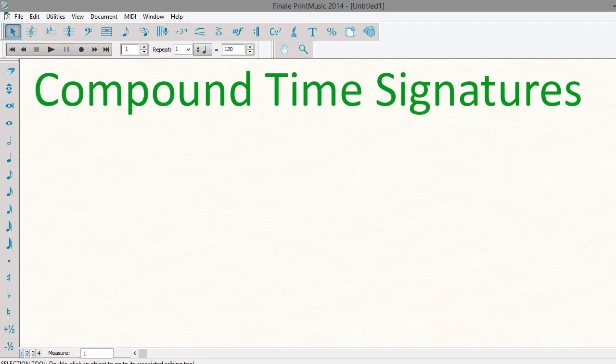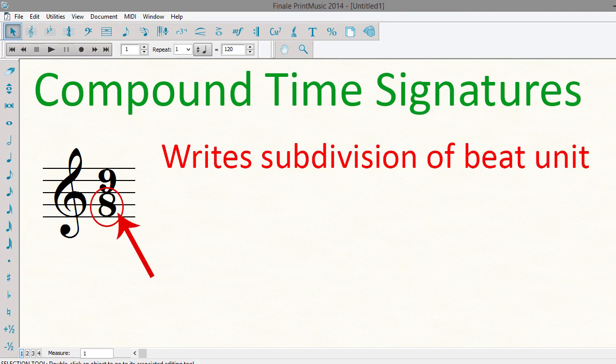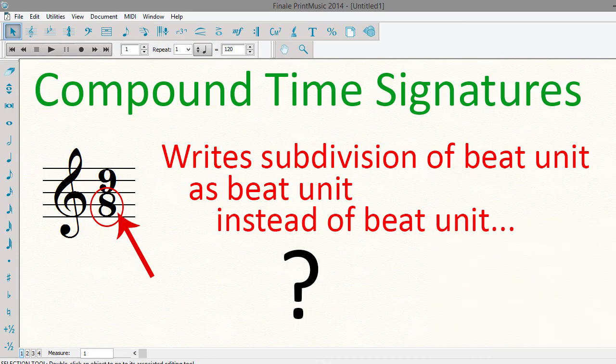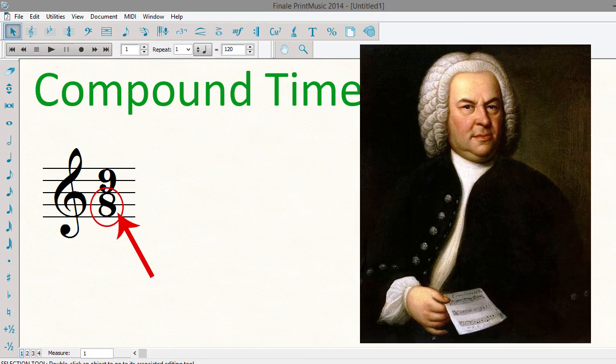However, because it evidently would be too difficult to just figure out a simple way to write it, complex time signatures write the subdivisions of the beat unit as the beat unit instead of the beat unit. If that sounds confusing as bloody hell, it's because it sort of is, but I haven't managed to overthrow hundreds of years of music theory tradition yet.